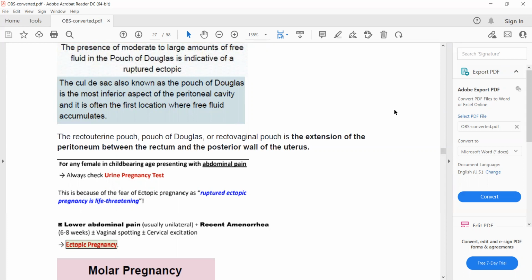Is it clear, everyone? If there's any question, then people can ask. No questions. So who will repeat the management of ectopic pregnancy in hemodynamically stable patients?